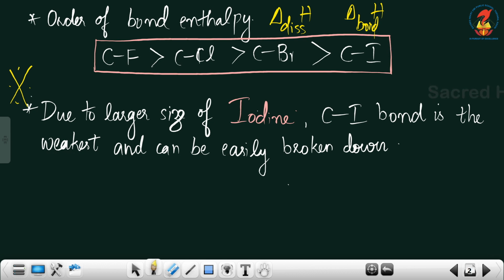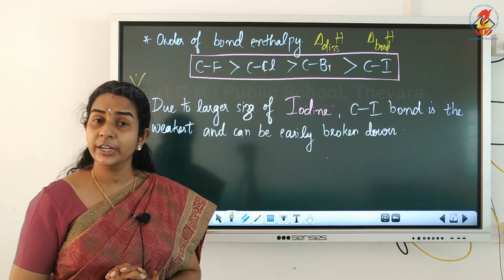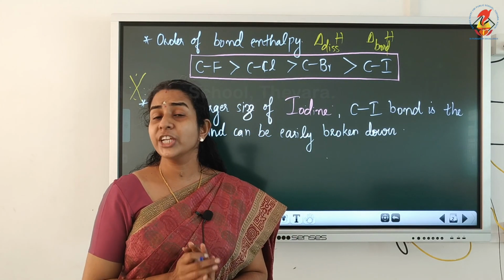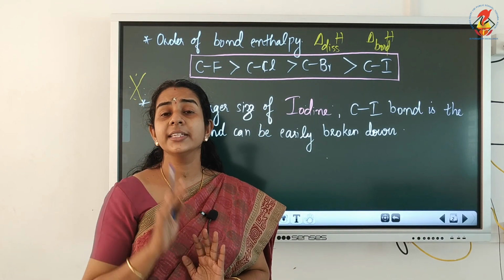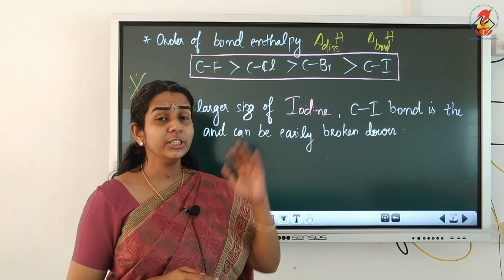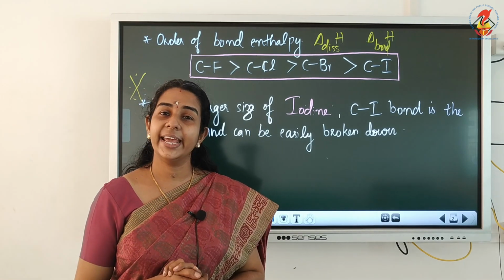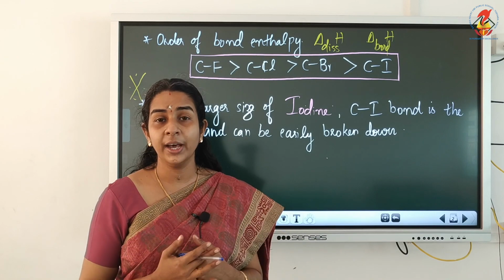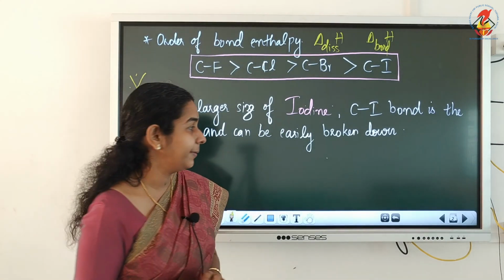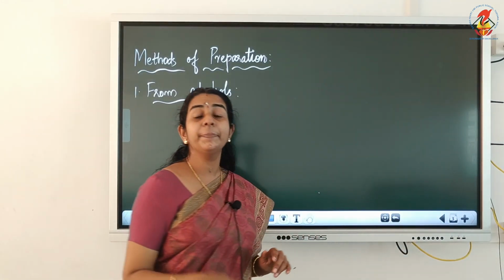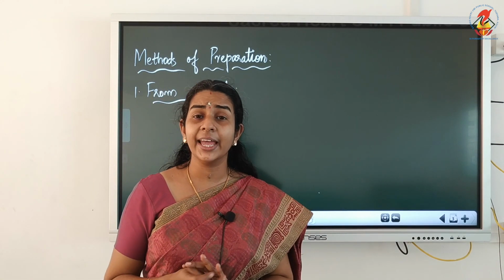Now the very important point: due to the larger size of iodine, what happens? The C-I bond is the weakest bond among halogens and very easy to break. So what is the summary of this? Which halogen bond is easy to break? Carbon iodine. Always remember, the reason is the larger size of iodine. So this is about the nature of the C-X bond. How it became polar and the orders of dipole moment and bond dissociation enthalpy are all clear. Now we are going to start the preparation methods of haloalkanes and haloarenes.